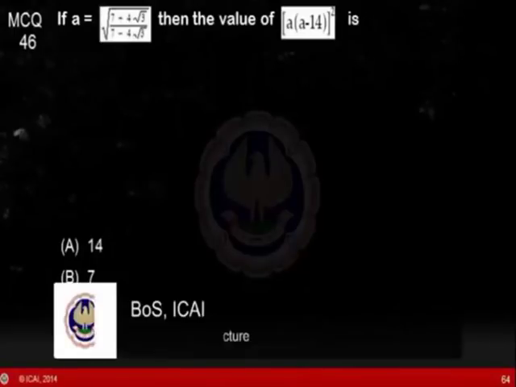Next question, MCQ 46. If A is equal to root over of (7 plus 4 root 3) by (7 minus 4 root 3). The numerator has 7 plus 4 root 3, the denominator is 7 minus 4 root 3. Then find out the value of A into (A minus 14) whole square.